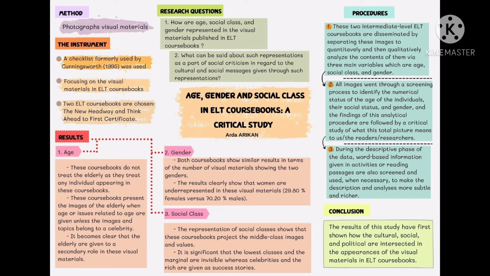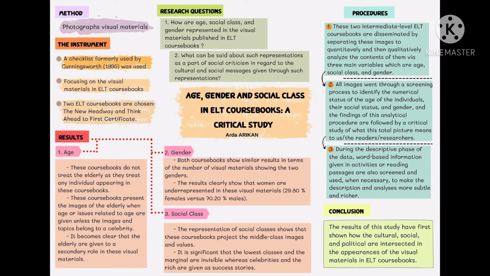The result of this research, the first is about age. These coursebooks do not treat the elderly as they treat other individuals appearing in them. The coursebooks present images of the elderly only when age or issues related to age are given, unless the images and topics belong to a celebrity. It becomes clear that the elderly are given a secondary role in these visual materials.